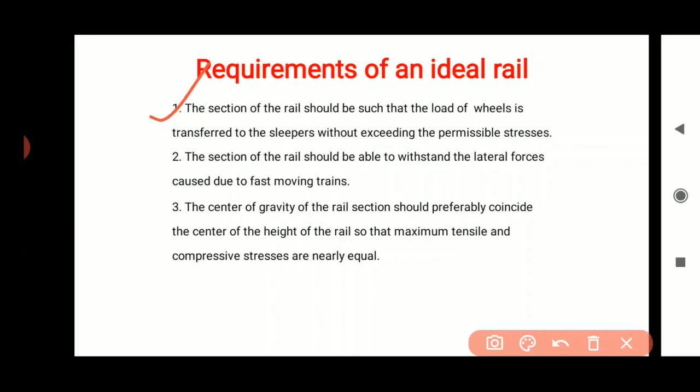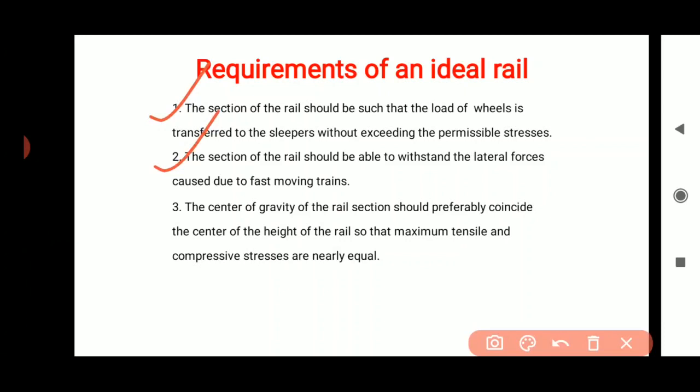The next is that the section of the rail should be able to withstand the lateral forces caused by fast moving trains. That means rails should be capable of withstanding lateral forces. Generally lateral forces are caused by the wind and by fast moving trains. So the rails should be capable of withstanding this type of lateral force.